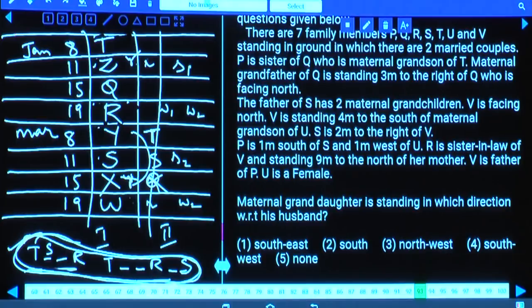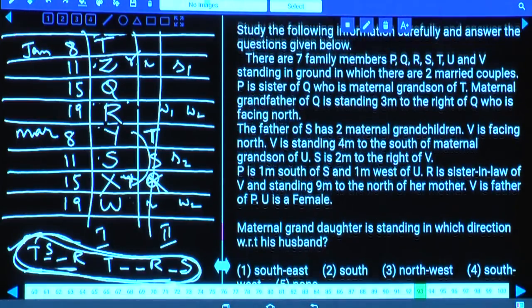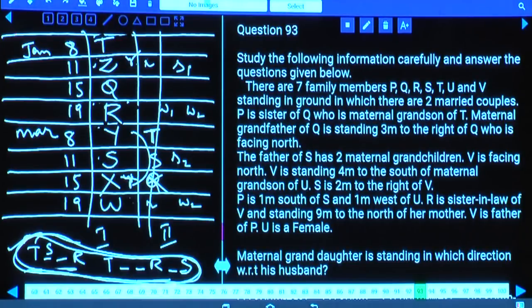Now questions 93 to 95. What is the information here? There are 7 family members. Who are those 7 family members? P, Q, R, S, T, U and V, standing in a ground in which there are 2 married couples. As there are 2 married couples, how many persons got married? 4 persons got married, and the remaining 3 are unmarried.